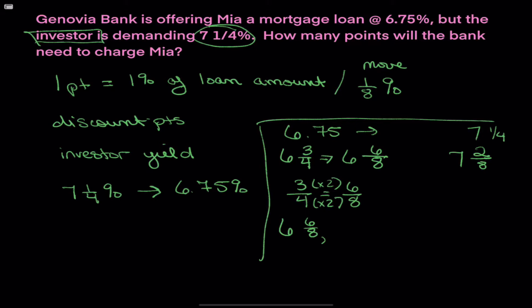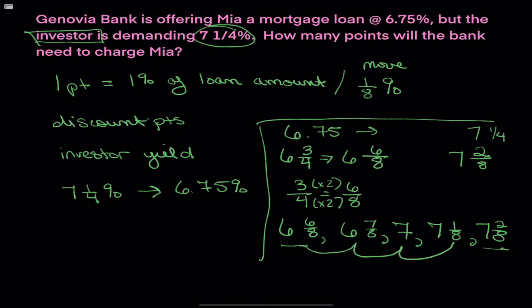So now I'm just going to count out how many eighths we've got. It would go 6 6/8, 6 7/8. Next is our full number, 8/8, which would be 7. Then 7 1/8, and then 7 2/8. So how many eighths, or how many steps did we have to take to get from 6 6/8 to 7 2/8? Well, we had to go 1/8, 2/8, 3/8, 4/8. Sometimes I like to count the little humps. That's 1, 2, 3, 4. So we know it's going to require 4 points. So 4 points is the answer to the problem.